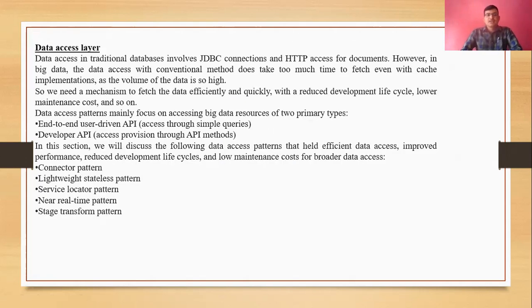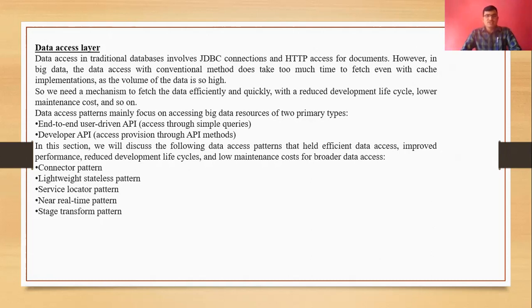Next, last layer, data access layer. So data source layer, data storage layer, and data access layer. Data access in the traditional database involves JDBC, Java Database Connectivity, connections, and HTTP access for documents. However, in big data, data access with the conventional method takes too much time to fetch, even with the cache memory implementation, as the volume of the data is so high.